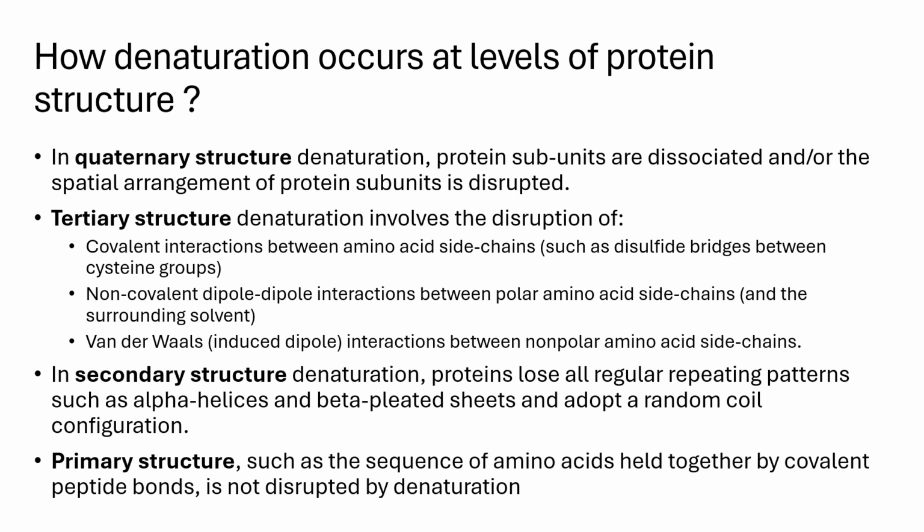In secondary structure denaturation, proteins lose all regular repeating patterns such as alpha helices and beta pleated sheets, and adopt a random coil configuration. Primary structure, the sequence of amino acids held together by covalent peptide bonds, is not disrupted by denaturation, right?